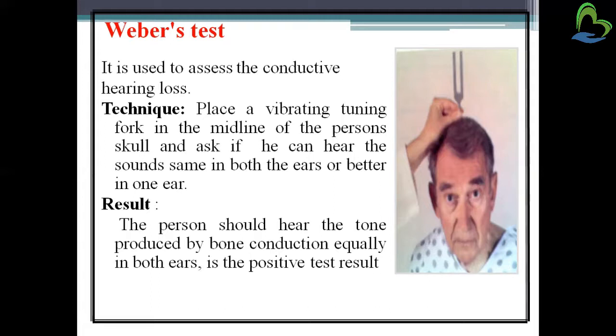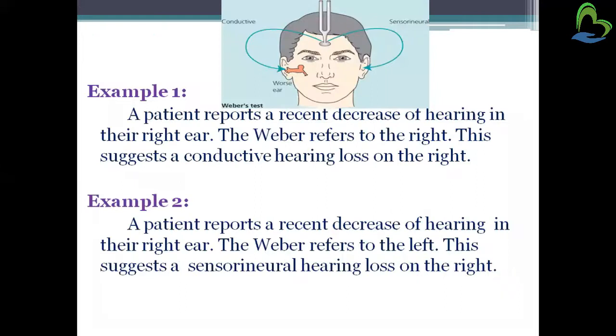The result is that the person should hear the tone produced by bone conduction equally in both ears. It is the positive test result. If the patient is not hearing the tone produced by bone conduction, that is abnormal. The patient is suffering from some degree of deafness. Then you can see the example. A patient reports a recent decrease of hearing in the right ear. The Weber refers to the right. This suggests a conductive hearing loss on the right side.